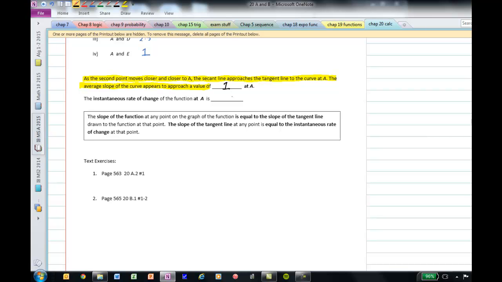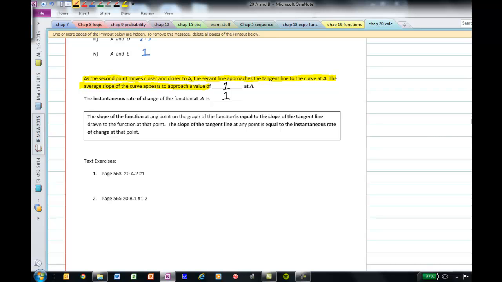So think about it like the secant line and the tangent line. As the secant line gets closer and closer to being the tangent line, the rates of change, or the slope, are the same. When you have cruise control on, your average rate of speed is the same as your instantaneous rate of speed. When you're talking about math curves, as the secant gets closer to being the tangent, the average slope of the curve becomes the instantaneous slope of the curve, or the instantaneous rate of change. So in this case, again, our instantaneous rate of change is going to be equal to 1.